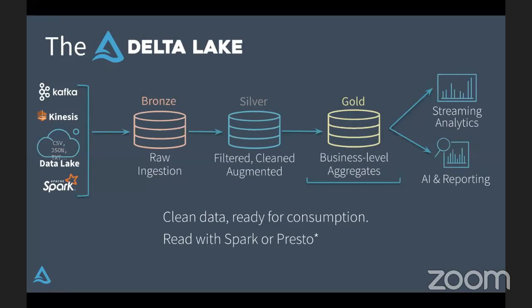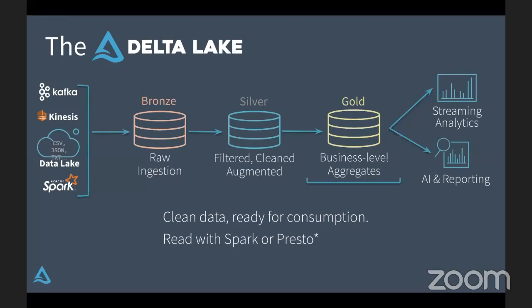And then once you're good to go, you've got business level aggregates, you've got clean data for consumption. It's now ready to read with Spark or Presto. Actually, the star is there. I should have removed the star, but the callout is that as of Delta Lake 0.5.0, we've included the ability to create manifest files. And with those manifest files, both Athena and Presto are able to read a Delta Lake table as well.